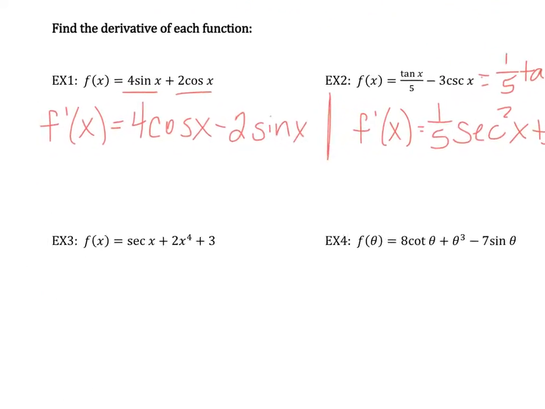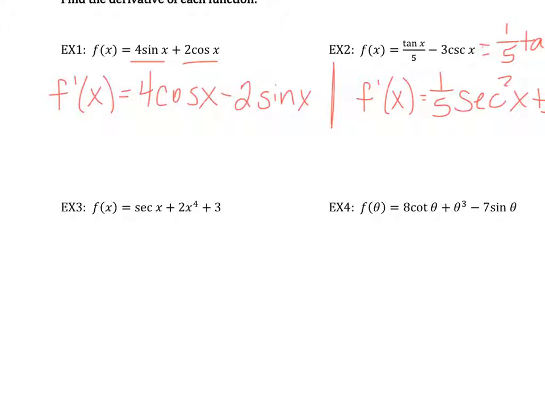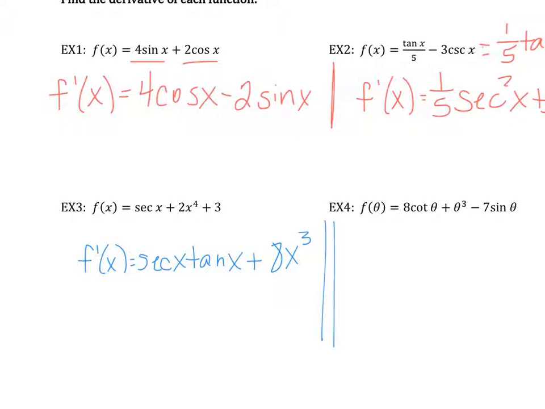All right. Let's look at these two. What's the derivative of secant of x plus 2x to the fourth plus 3? Well, I can mix trig and non-trig, so I'm just going down the line. The derivative of secant is secant tangent. And the derivative of 2x to the fourth by the power rule would be 8x to the third. The derivative of 3 is 0. And so, boom, you're done.